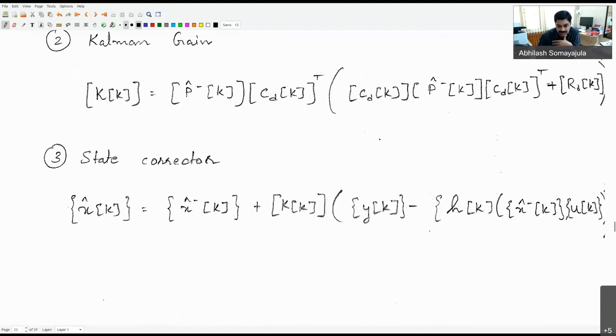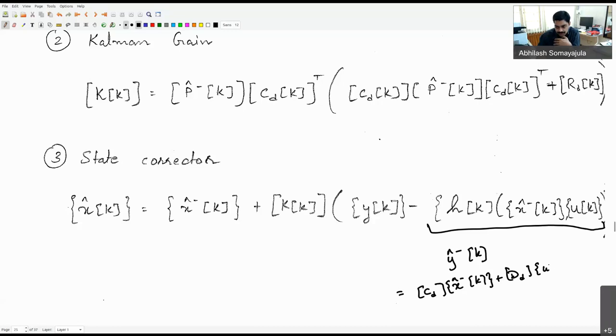The only difference you will see here is this term. Previously we had y hat minus of k given by Cd times x hat plus Dd times u. Something like this, right? But now I don't use that value, not the discretized value, but I use the exact value of h here. Is that making sense? Let me go back and show you that.